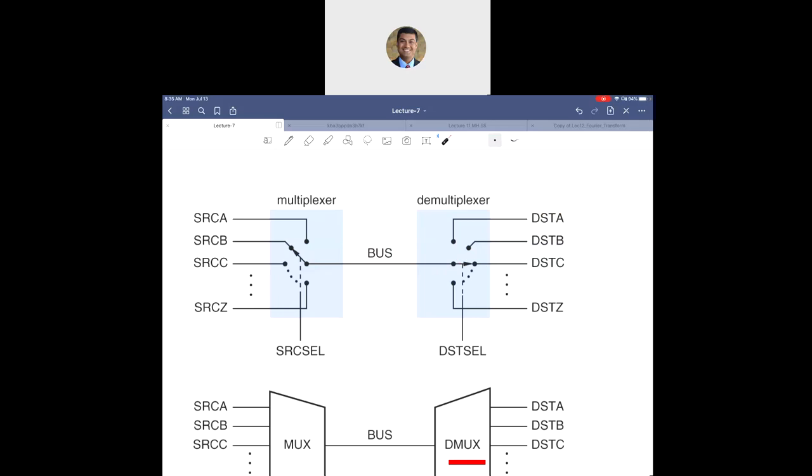So that's a switch equivalent, as you can see here. Also note that if I tell you the number of sources on this side, you directly know the number of bits for the source select. How many bits would you need for source select?